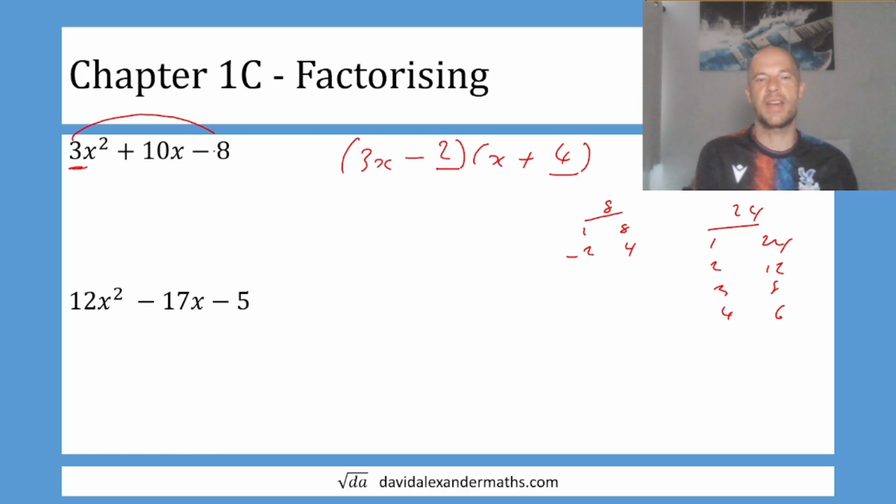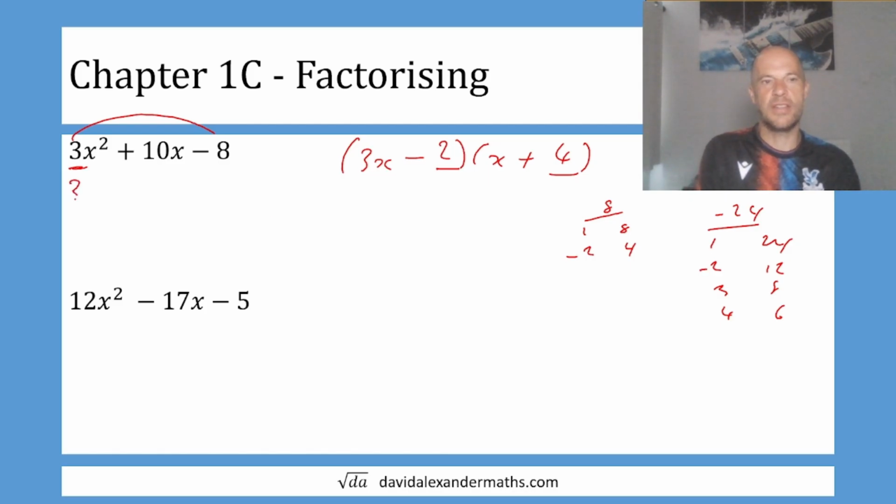Now 3 times negative 8 is negative 24, so one of the numbers must be negative. I'm looking to get 10, and not by adding. I can get 10 by 4 plus 6, but that would mean both are positive, and 4 times 6 is not negative 24. So the only way I can get 10 is 12 take away 2.